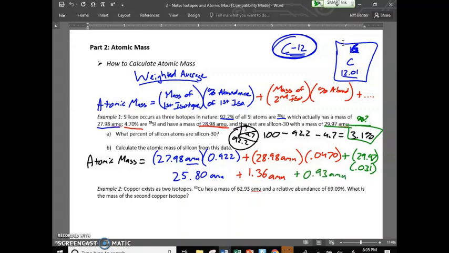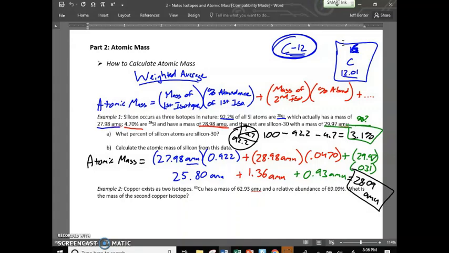Okay. And so lastly, we're going to add up all 3 of those masses down below. And when we do that, we get 28.09. And we can check ourselves in the periodic table. And sure enough, the atomic mass of silicon is 28.09. So it's a good way to check yourself.